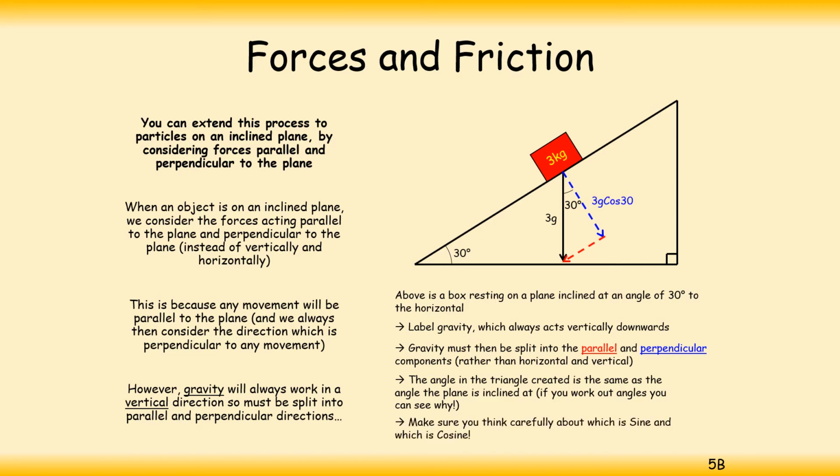So now, because the hypotenuse of this right angle triangle is 3g, and this blue line, the force here, is the adjacent, that's going to be 3g cos 30, and parallel to the plane, the red arrow, that's the opposite side. So we've got opposite, we've got hypotenuse, so this must be sine, so it'll be 3g sine 30. So we'll have the normal reaction R, which is perpendicular to the plane.